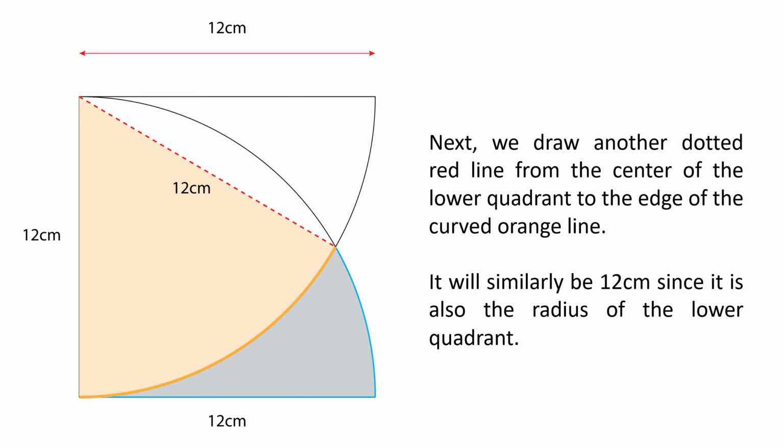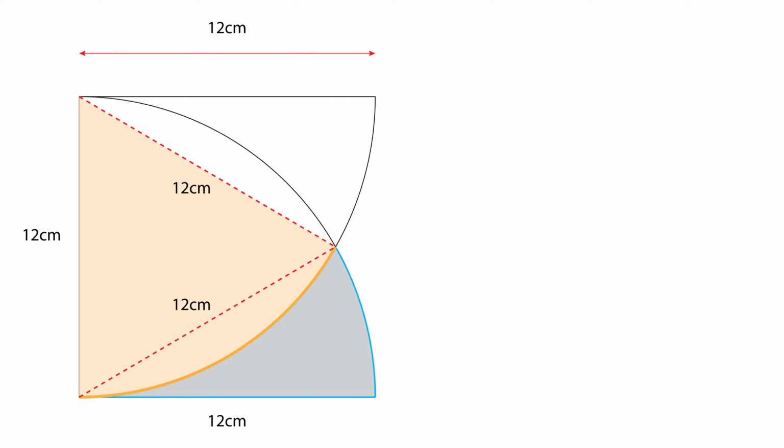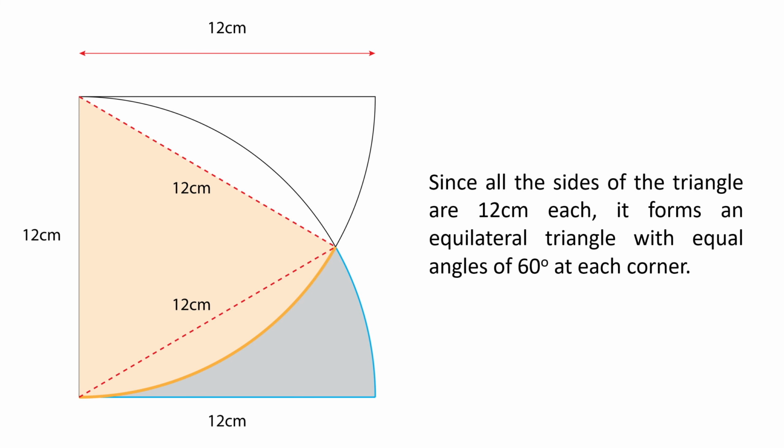Next, we draw another dotted red line from the center of the lower quadrant to the edge of the curved orange line. It will similarly be 12 cm since it is also the radius of the lower quadrant. As all the sides of the triangle are 12 cm each, it forms an equilateral triangle with equal angles of 60 degrees at each corner.